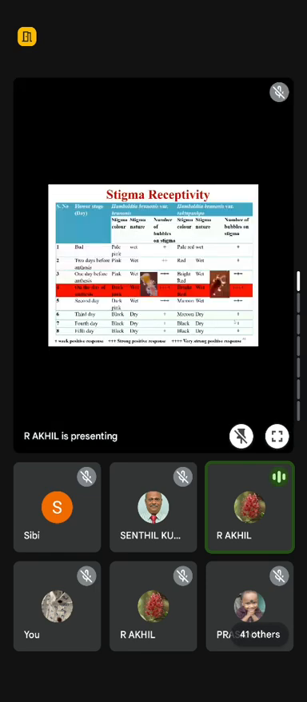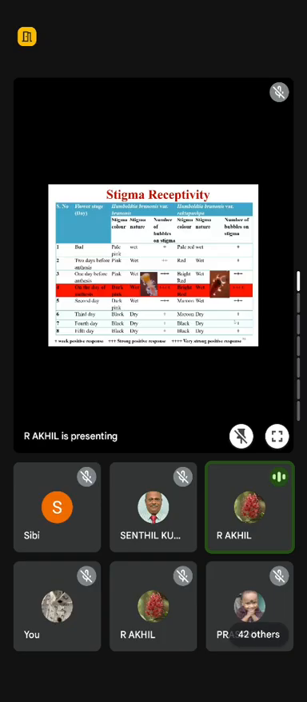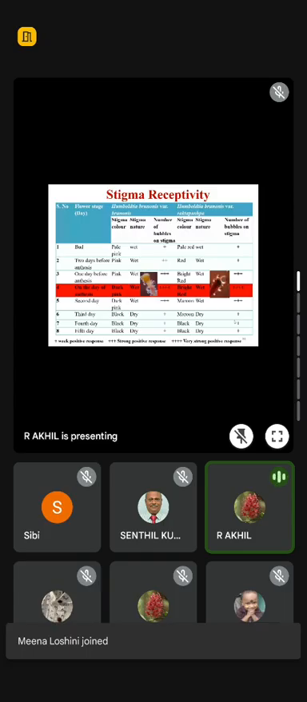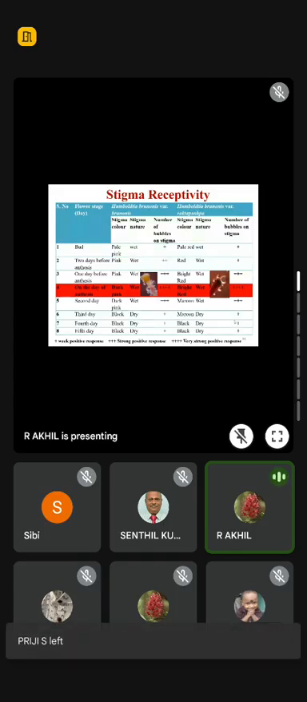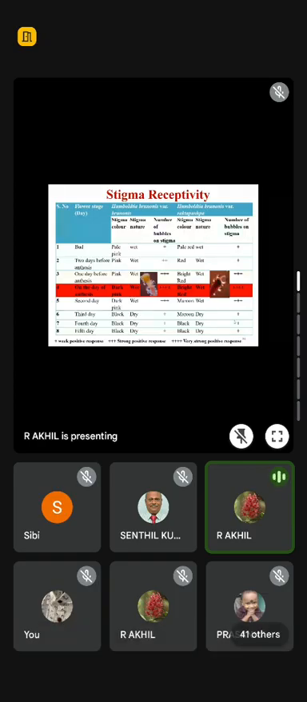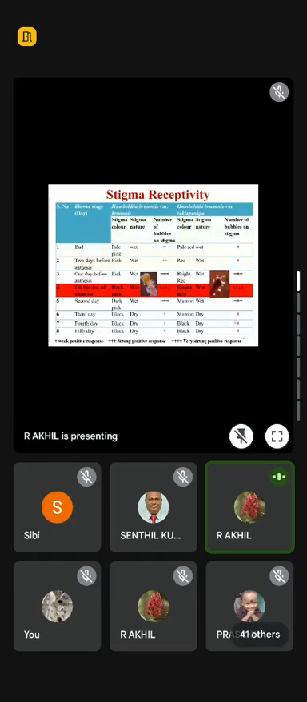Stigma receptivity was also observed in the bud stage, 2 days before anthesis, and on the day of anthesis, with the help of hydrogen peroxide. We apply the hydrogen peroxide on the stigmatic surface. If it is receptive, it produces bubbles. Based on the amount of bubbles emerging from the stigma, we can calculate how receptive it is.